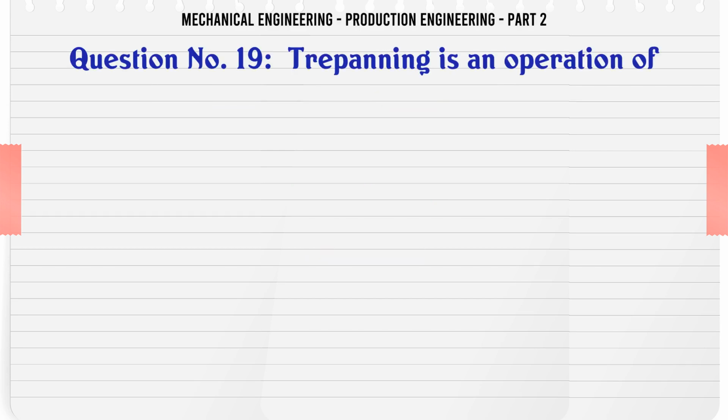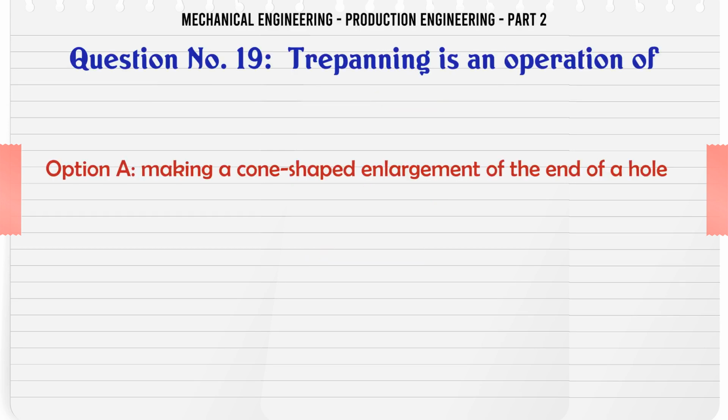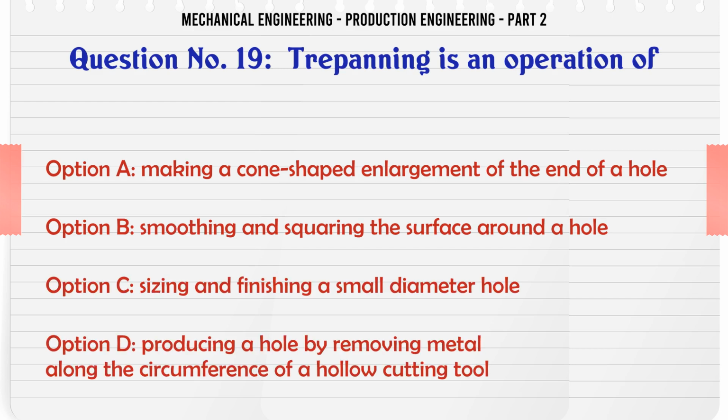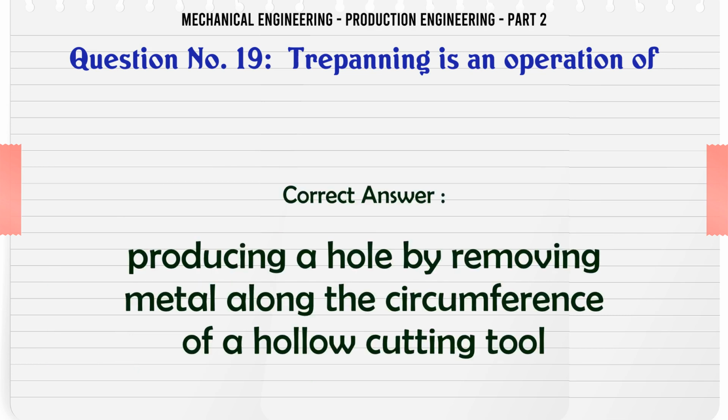Trepanning is an operation of A. Making a cone-shaped enlargement of the end of a hole. B. Smoothing and squaring the surface around a hole. C. Sizing and finishing a small diameter hole. D. Producing a hole by removing metal along the circumference of a hollow cutting tool. The correct answer is producing a hole by removing metal along the circumference of a hollow cutting tool.